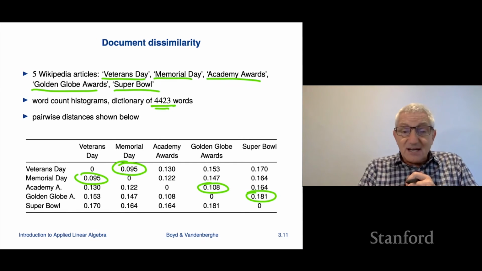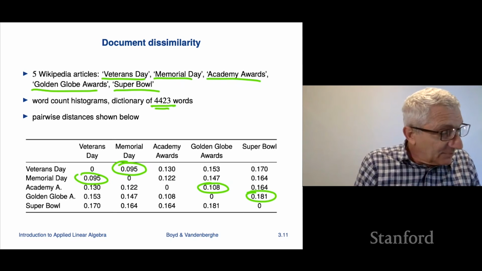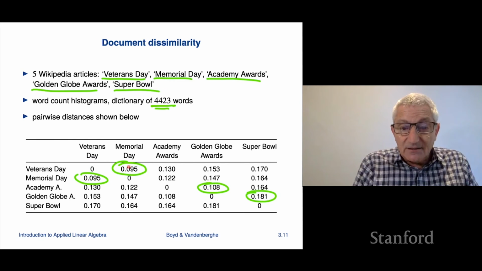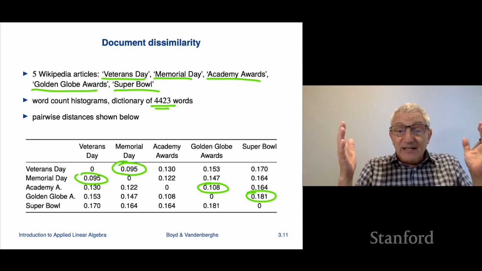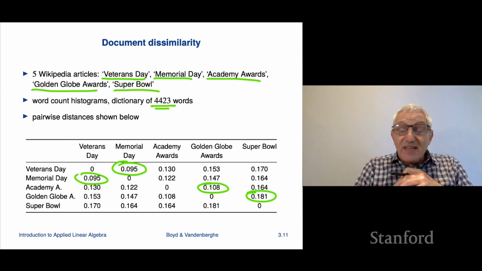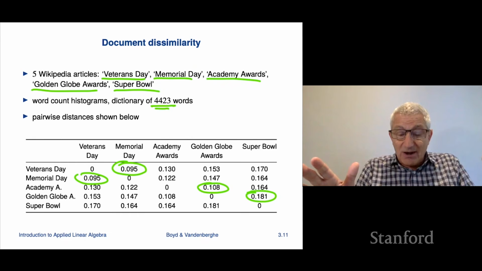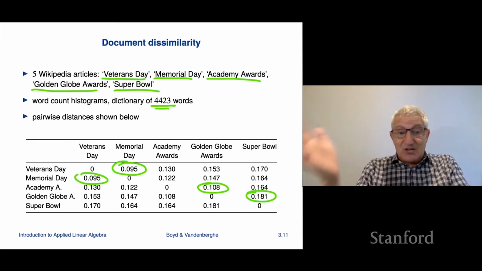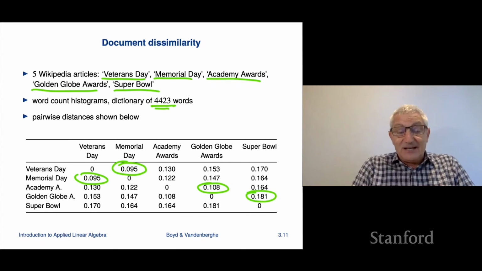Now, what's stunning about this is how something so profoundly stupid has actually, quote, figured out that, for example, Memorial Day and Veterans Day are related. Now, let me remind you how dumb this is. We've taken two Wikipedia pages, and we have simply counted the number of words in the page. We have obviously obscured all meaning. They're no longer sentences. They're no longer paragraphs. It just tells you how many times each word occurred. I mean, that's all it is. It's really pretty simple.